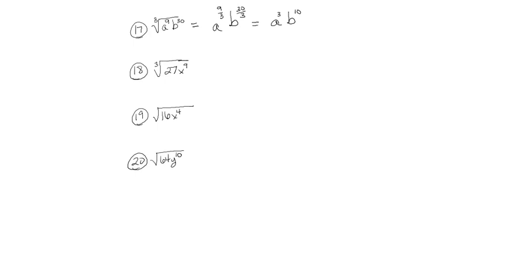We take our root and put it as the denominator and the power that's underneath the radical as the numerator. Same thing here. Break this up into the cube root of 27 and the cube root of x to the 9th. We figured out the cube root of 27 earlier is 3. And the cube root of x to the 9th is going to be x to the 3rd.